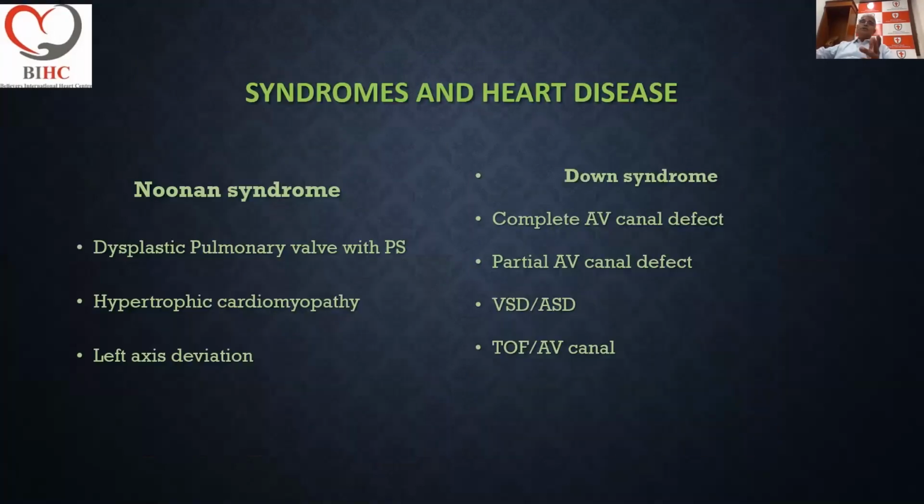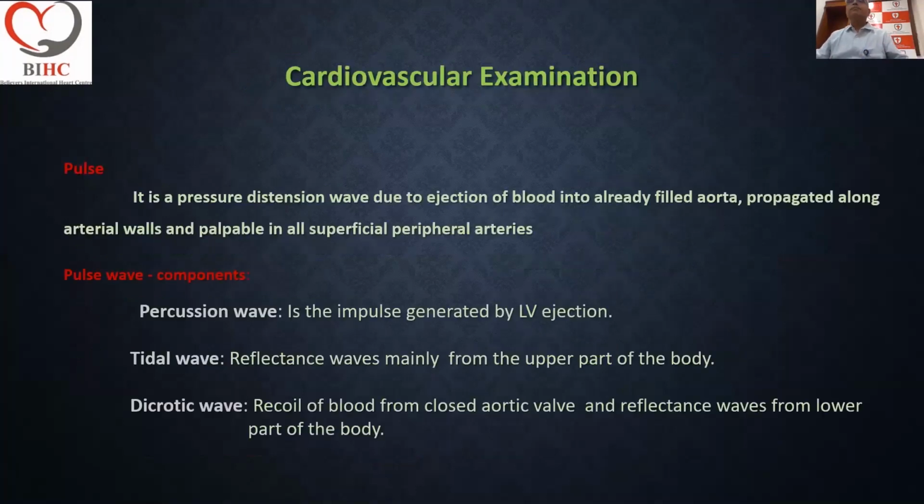And in Noonan syndrome, you have a dysplastic pulmonary valve with pulmonary stenosis, hypertrophic cardiomyopathy, or the ECG may just show a left axis deviation. And in Down syndrome, you could get an AV canal defect, as you know, or it could be just a perimembranous VSD. You could have combinations like a tetralogy with an AV canal defect. With all this, the cardiovascular examination after the general examination proceeds as pulse, blood pressure, and JVP.